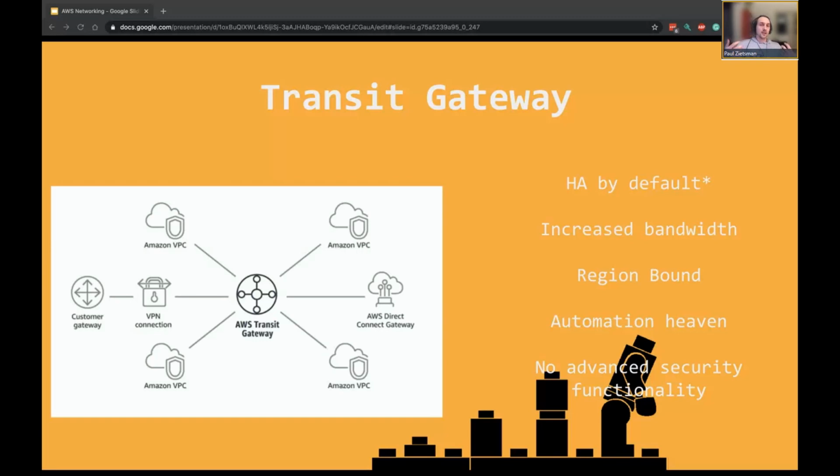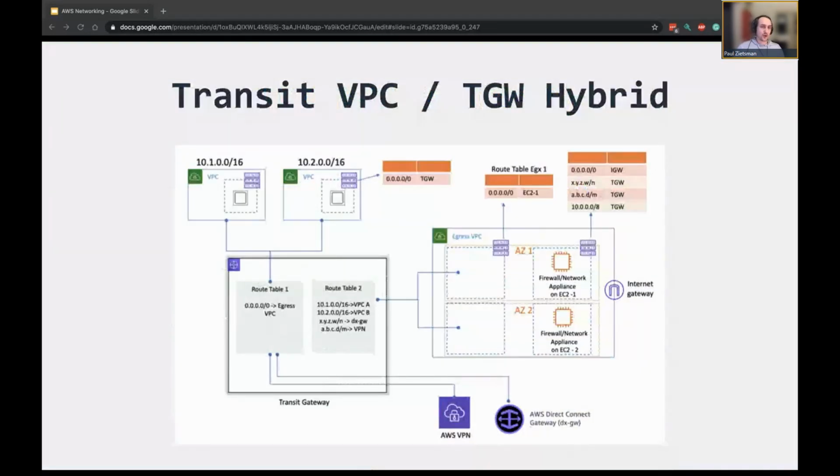So a pattern that I saw for the first time maybe a month ago was a hybrid between Transit Gateway and Transit VPC. This is a diagram out of the AWS documentation. I'm not too comfortable with it, to be honest. I don't know how I feel about it. I haven't made up my mind yet.